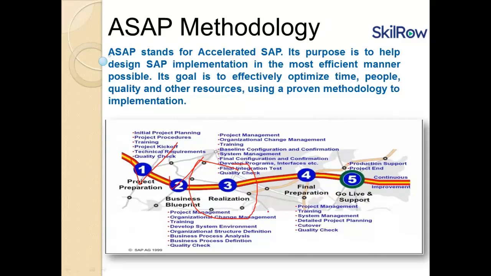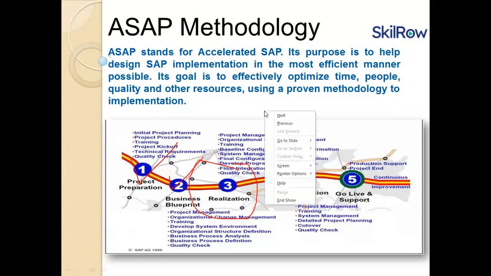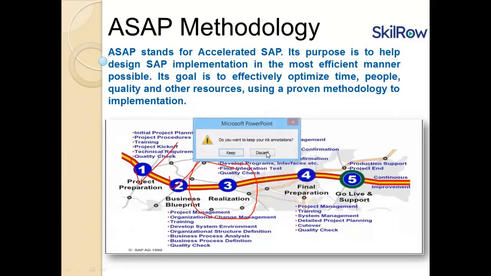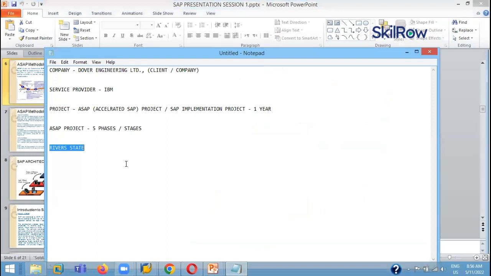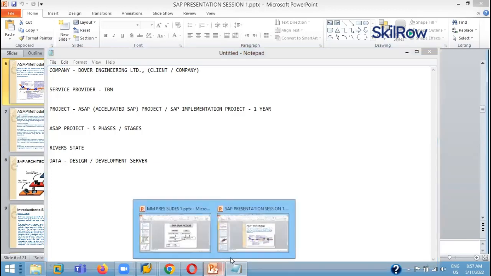And this data will be put in a server. There are different servers. So all those implementation data will initially be in a server known as the design or development server. So this is the first server. All this data will be there in the design or development server. You understood?